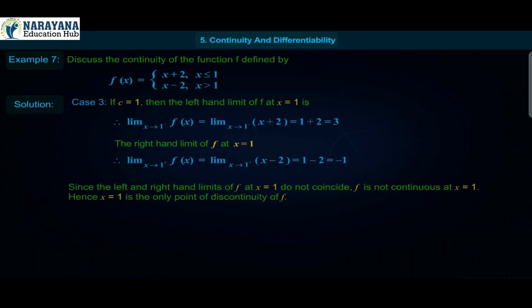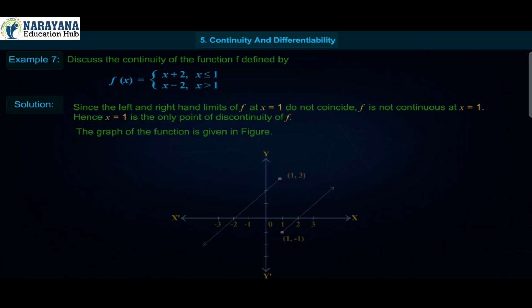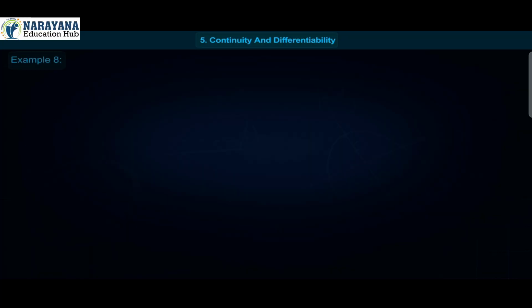Since the left and right hand limits of f at x = 1 do not coincide, f is not continuous at x = 1. Hence, x = 1 is the only point of discontinuity of f. The graph of the function is given in the figure.